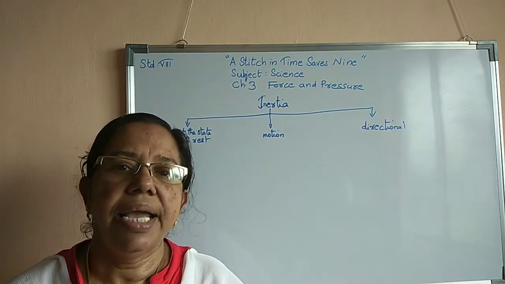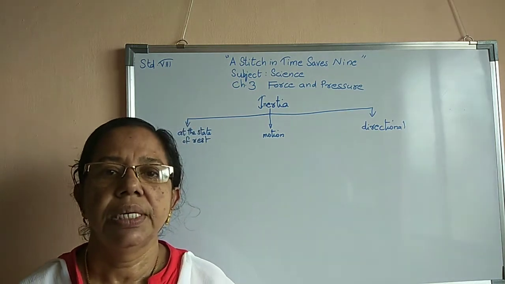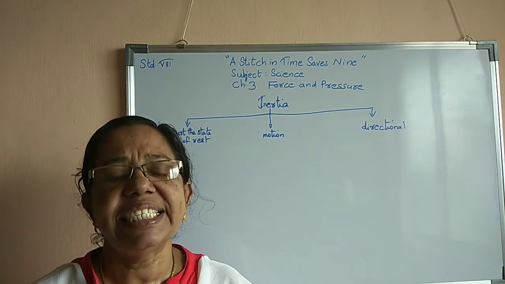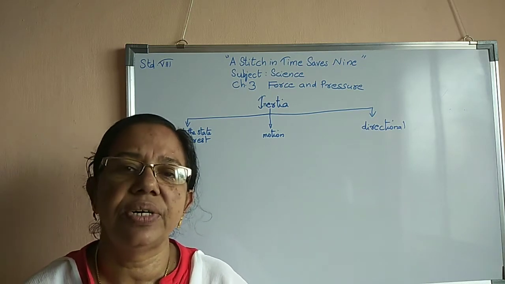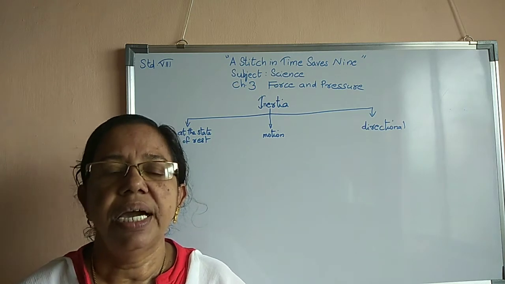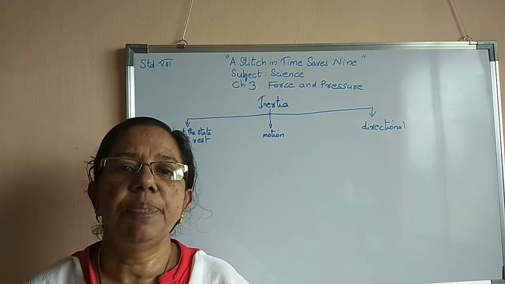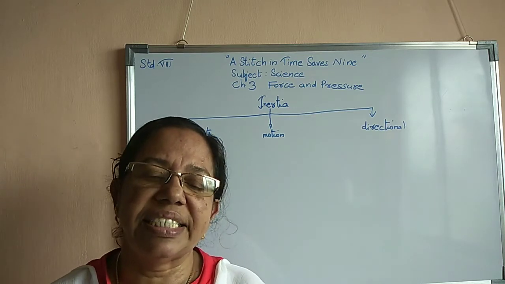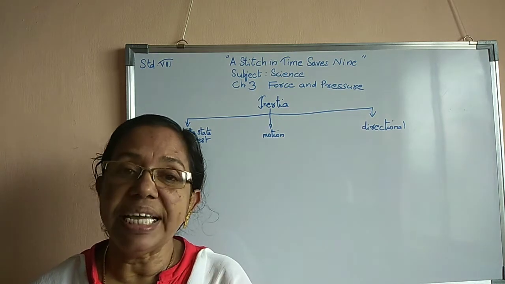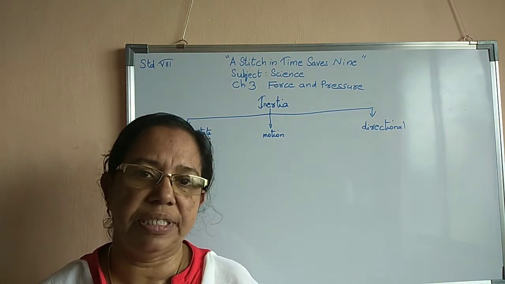Let us study a new topic, what is inertia. The tendency of a body to remain in the existing state is known as inertia. It may be at rest, it may be in motion, or it may be in the direction of inertia. Now, we can say that inertia itself is of three types.